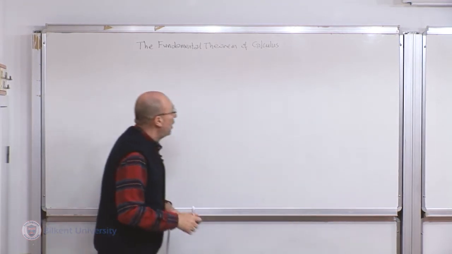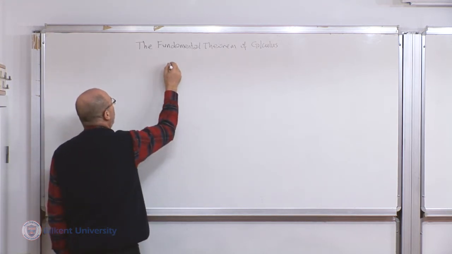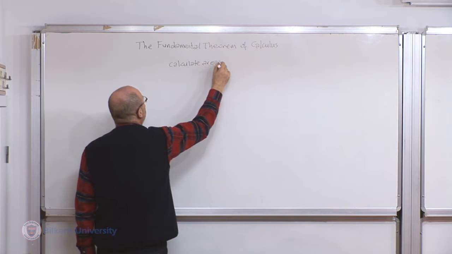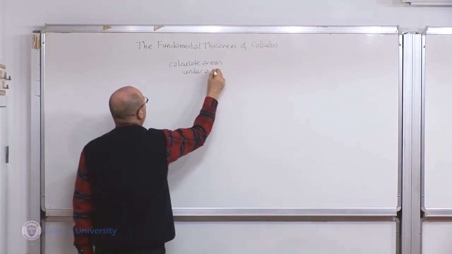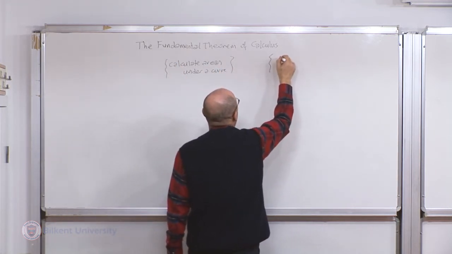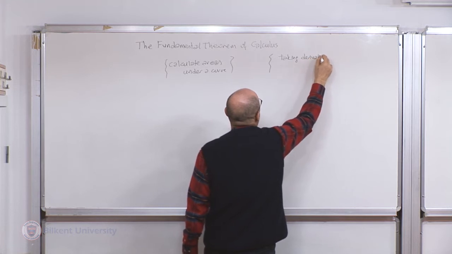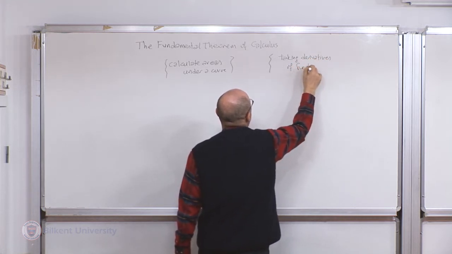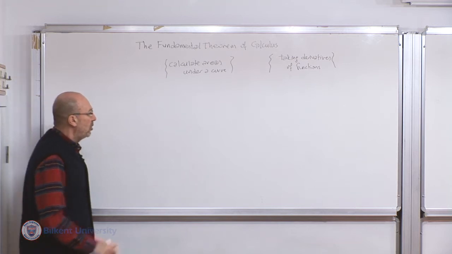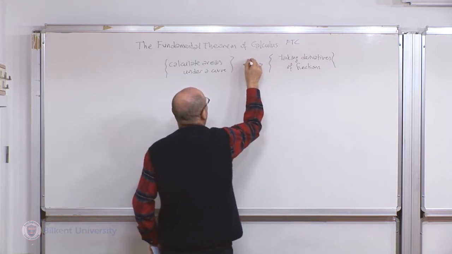Okay, so for this, we start with a continuous function. First of all, what does this say? On one hand, we calculate areas under a curve. So on one hand, you have this process. On the other hand, you have taking derivatives of functions. They look like two different concepts. It turns out that the fundamental theorem of calculus relates these two to each other.